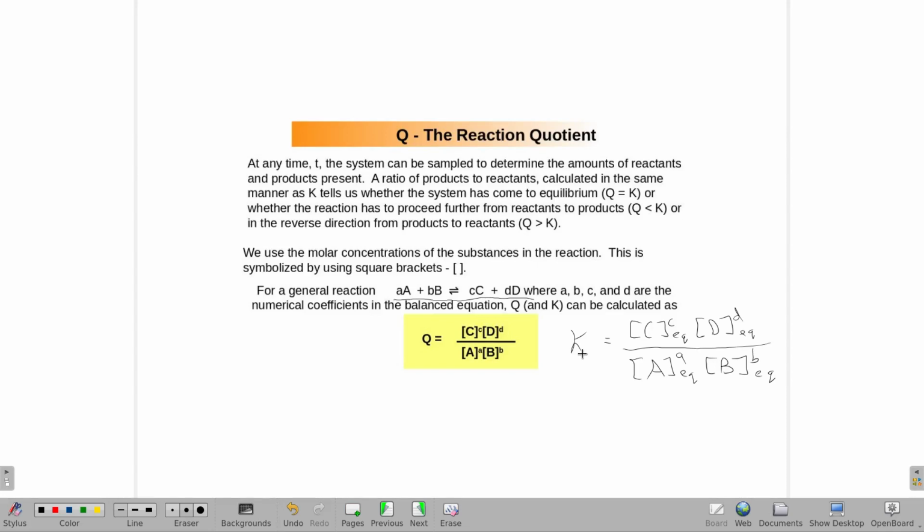And it's kind of neat. If the Q is larger than K, we do know that we have too many products. So the reaction is going to end up going backwards. And we'll see this as we build up on it.